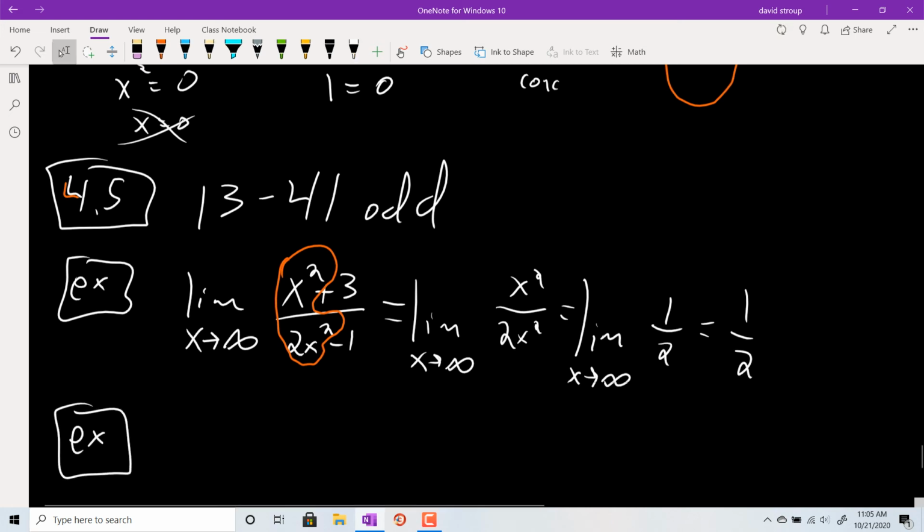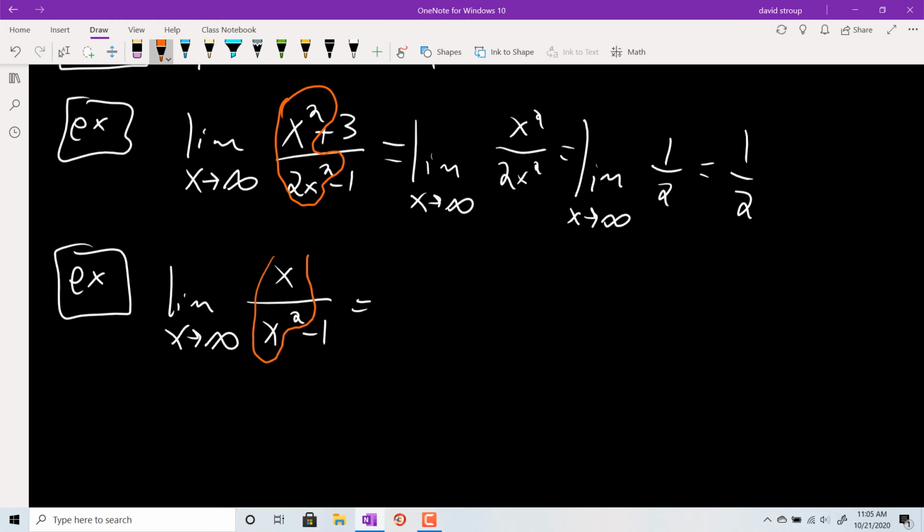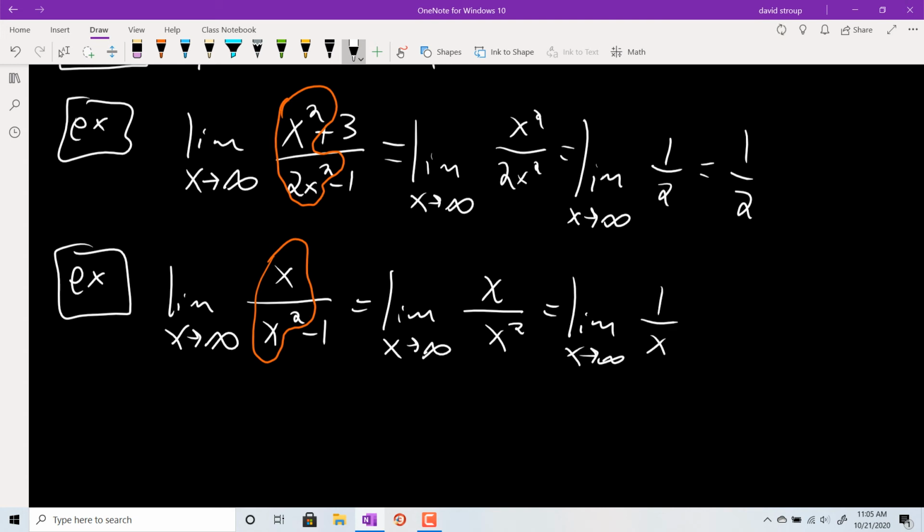Let's look at another: the limit as x goes to infinity of x all over x squared minus 1. Again, I'm just collecting the high degree terms, and in the long run, that's all that really matters: x over x squared. Simplify that, 1 over x, and that's 1 over infinity, which is always 0.